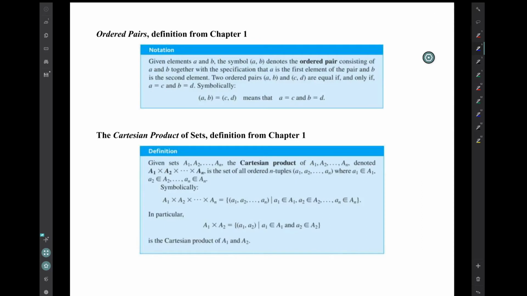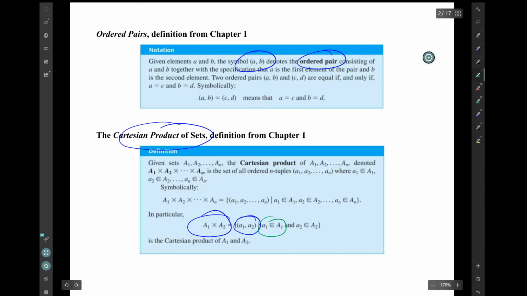So let's start by recalling our definitions. Remember that an ordered pair is one of these things, 2 symbols separated by commas in parentheses. A Cartesian product of sets is, well, we're going to be most interested in the Cartesian product of 2 sets of this form. So that's the set of ordered pairs, where the left element of the ordered pair is an element of the left set, and the right element of the ordered pair is an element of the right set. So that's the Cartesian product. It's the set of all ordered pairs of that form.